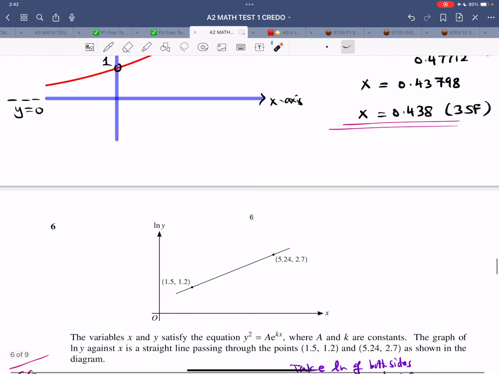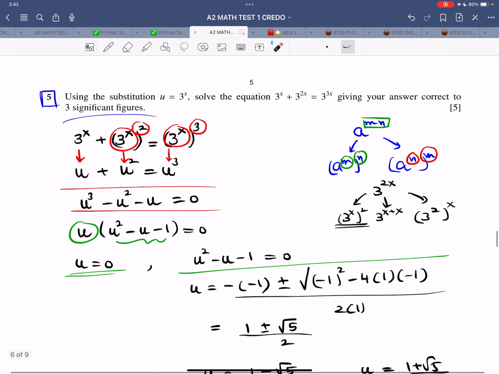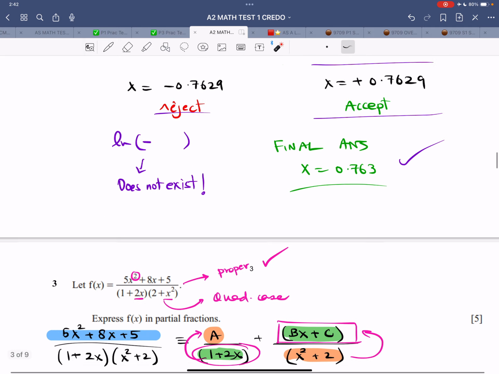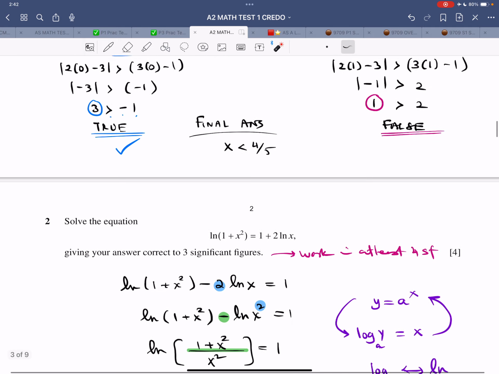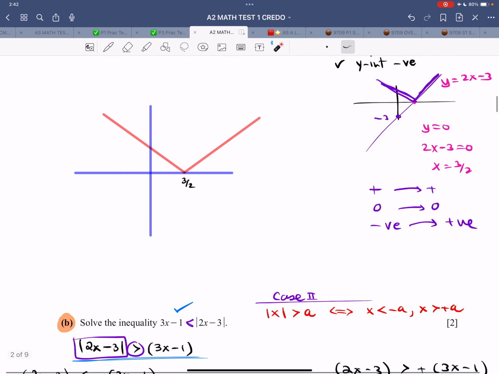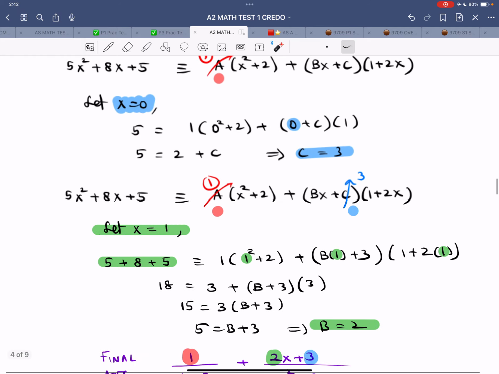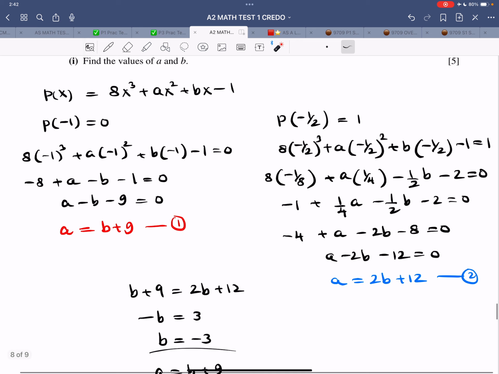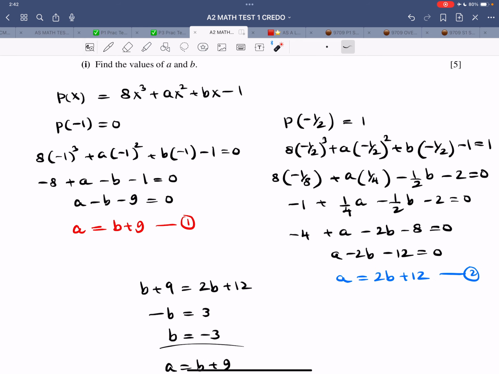Now in this particular paper, we have seen logs, equation, linear law, binomial, partial fraction, another ln question, modulus equation, and modulus graph. It's one comprehensive paper. Not difficult, but comprehensive, definitely, no doubt about that. That is the whole purpose.